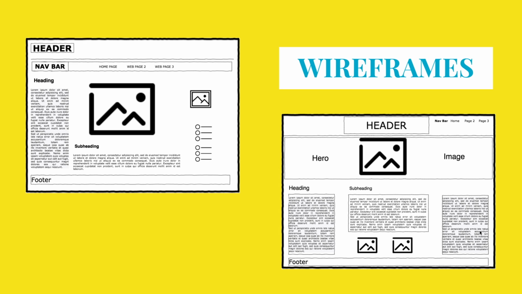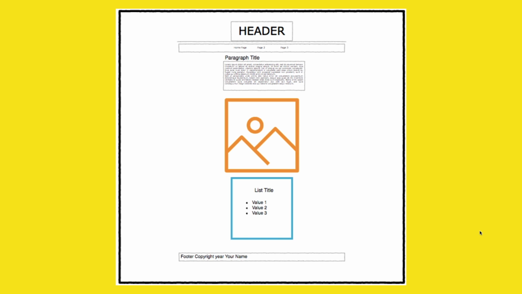Okay. We are going to have a simple wireframe. We will place our header up at the very top. We'll have our navigational bar right below it. We'll have a paragraph below the nav bar, and then we're going to have an image, and we're going to have our list items right below that, with our footer at the bottom.